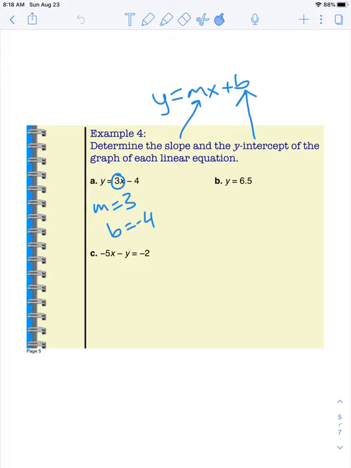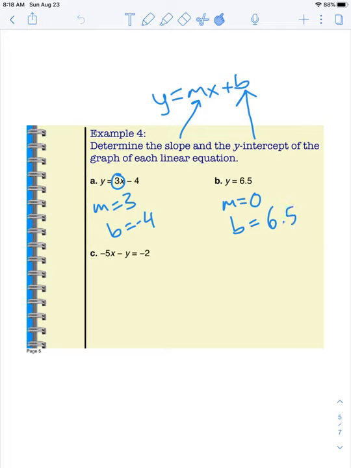But what happens when there is no x, like in B? That means that m was 0, because anything times 0 is 0, and then it cancels out, so that's what got rid of the x, m was 0. And the y-intercept b is 6.5.